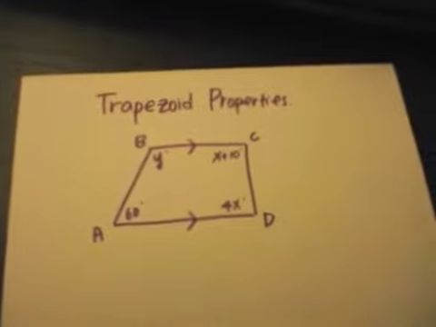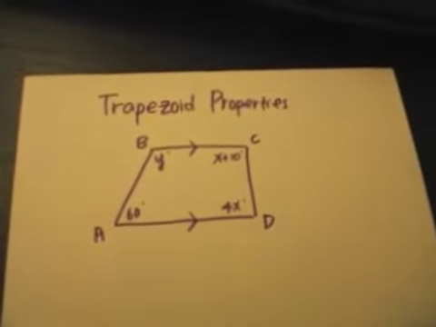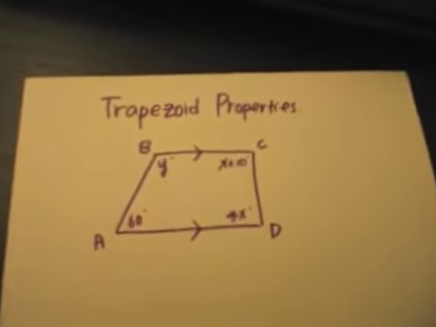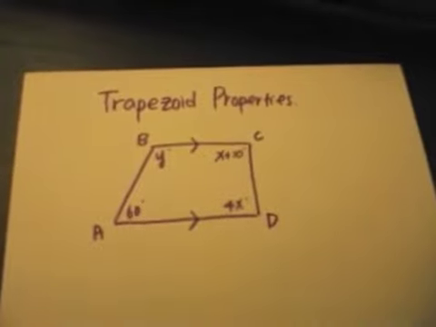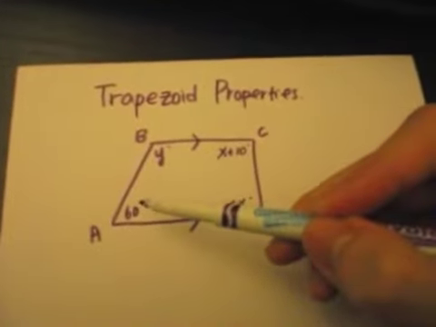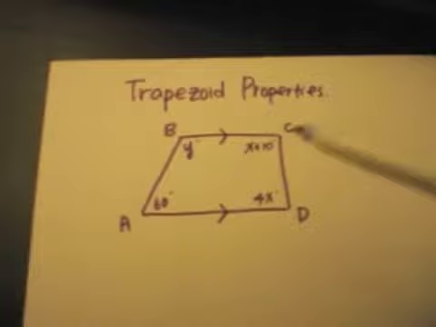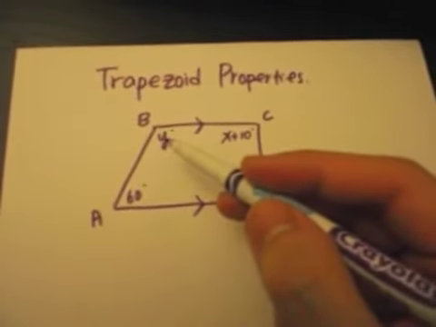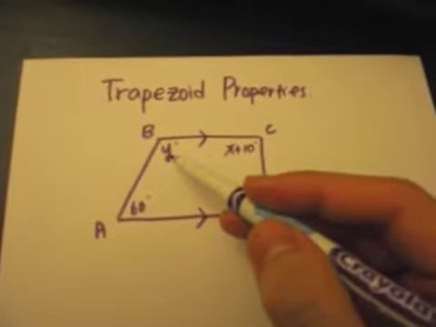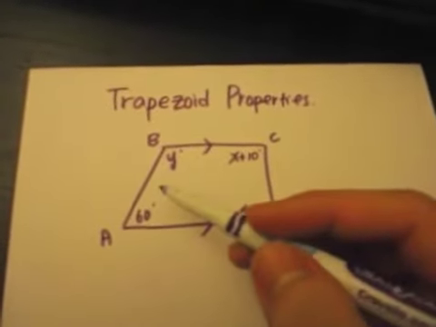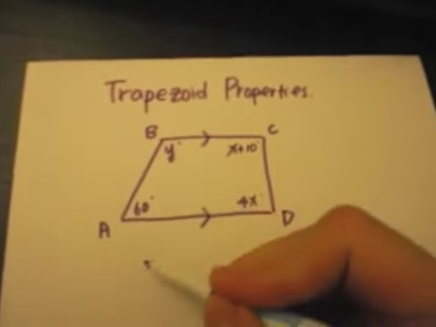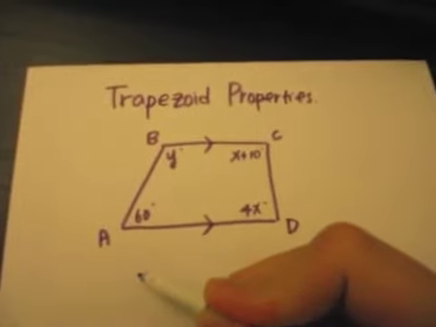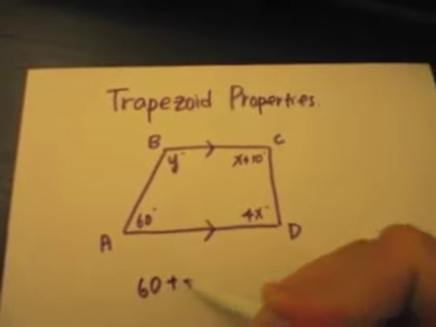Now, this property says that the consecutive angles of all trapezoids are supplementary. In other words, 60 plus Y, should give me 180. So I set up my equation just like that.